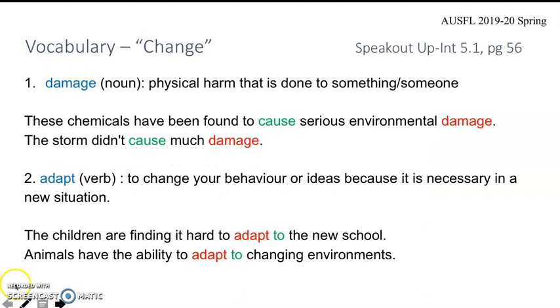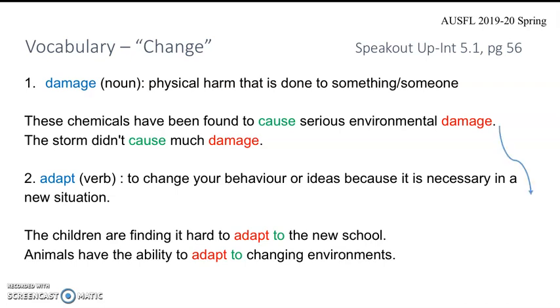Let's take a look at the words in more detail. We're going to check their meanings and how they are used in context. Number 1 is damage. It's a noun here. It means physical harm that is done to something or someone. When you check the examples, you will notice that this word damage is commonly used with the verb cause. So they collocate. So this is a collocation: cause damage, or cause serious environmental damage in this case, or cause much damage.